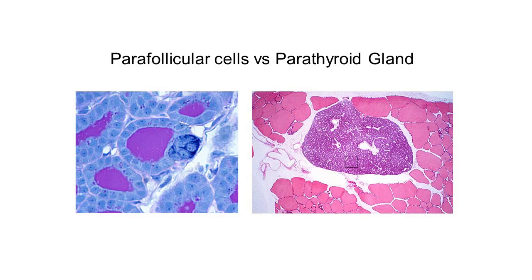This is a much lower magnification. These are huge follicles in the thyroid gland. You can't see the individual follicular cells there. Then you've got this near the thyroid follicles. That is a parathyroid gland. You see the difference? These are parafollicular cells within the thyroid. This is a parathyroid gland beside the thyroid gland.